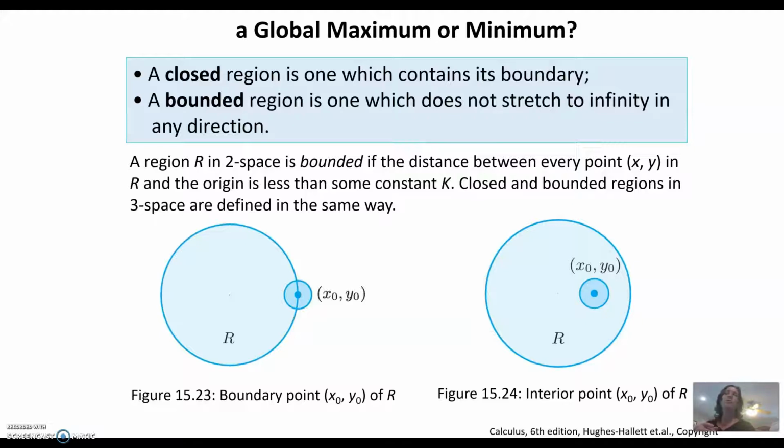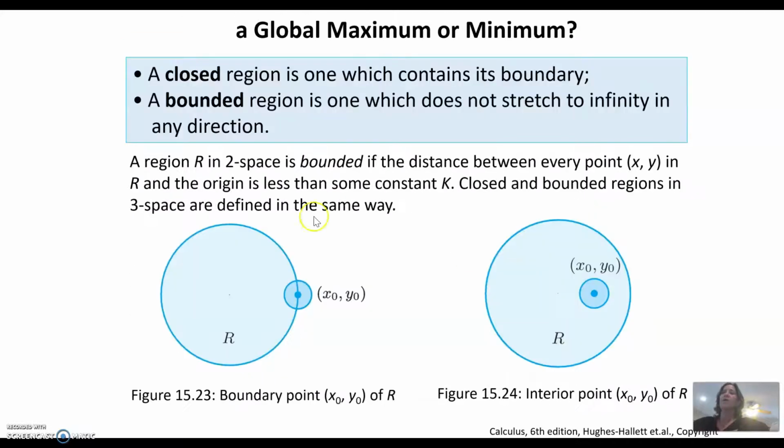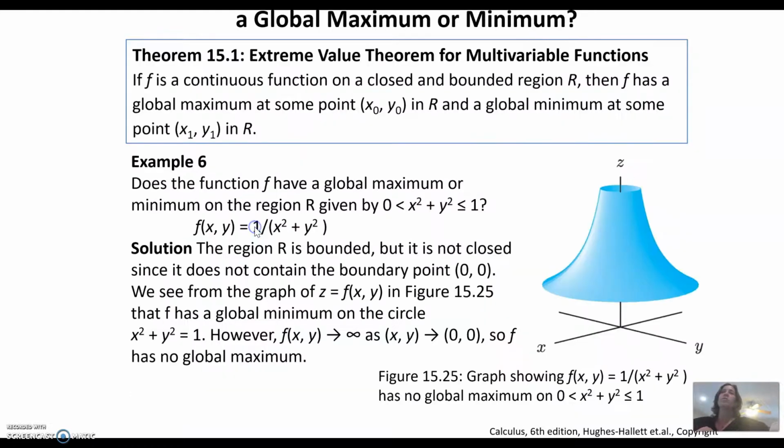That region is bounded if the distance between every point in R and the origin is less than some constant k. So you get something that looks like this. This would be the boundary. Here, this would be on the interior of the region. If it doesn't include the boundary, then the region is not closed. So we do need to include the boundary in order for our region to be closed.